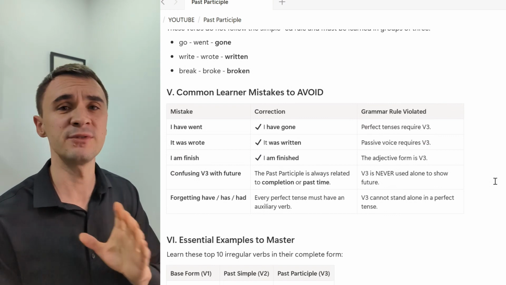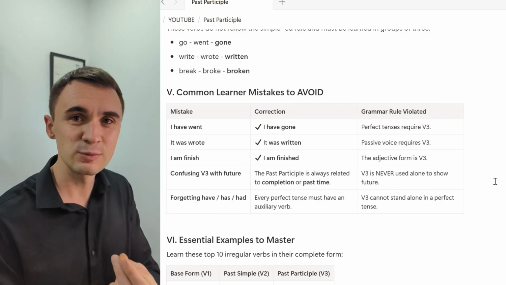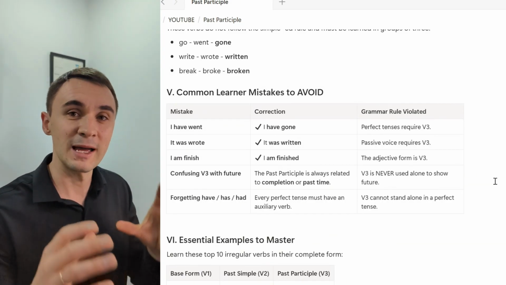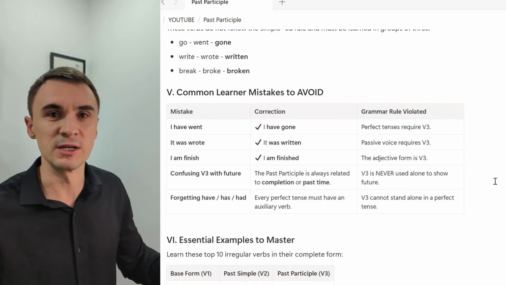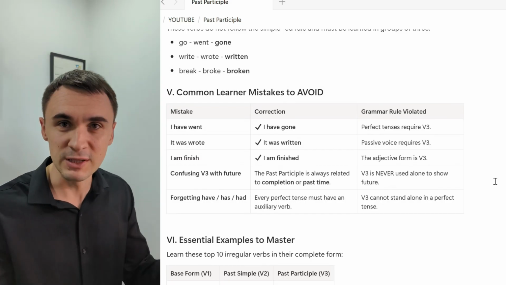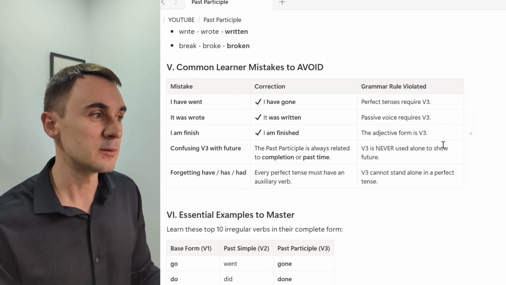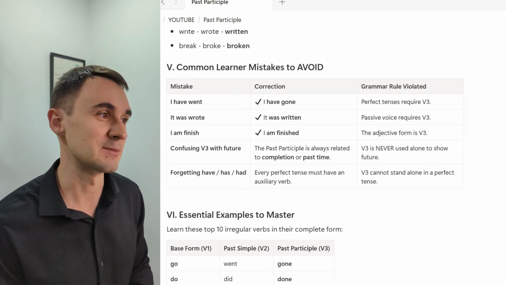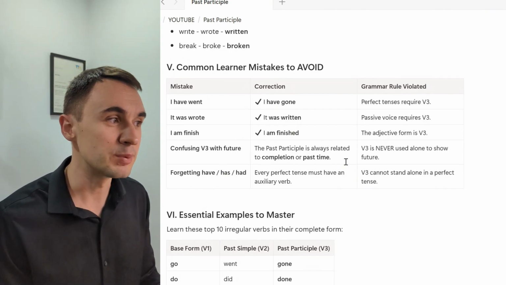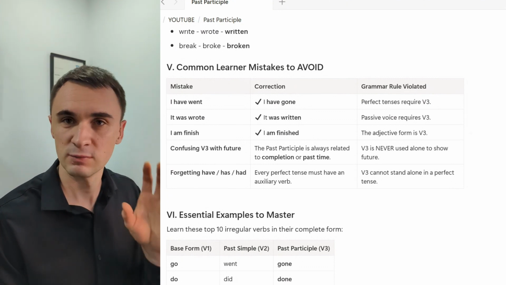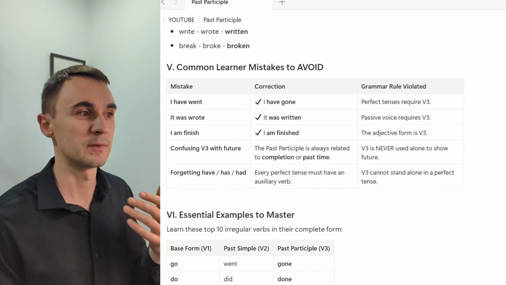Now, I am finished. Finished, it's an adjective, right? So we need to put it in this third form as finished. I am finished. Or, very often we hear, I am done. I'm done. Yeah, it means that I've completed this action, right? Another mistake is confusing V3 with future. As I mentioned already, yes, absolutely. The past participle is always related to completion or past time. So just remember that V3 is never used alone to show future.